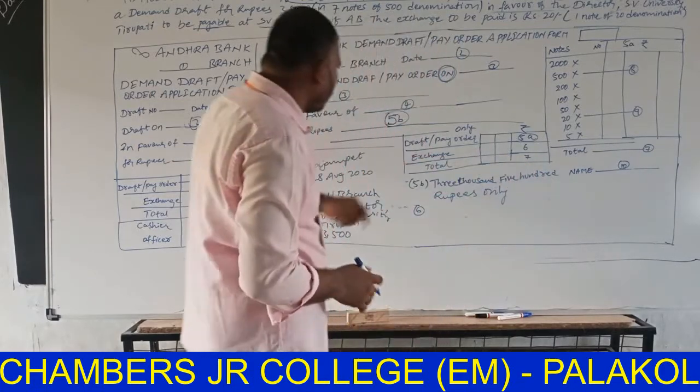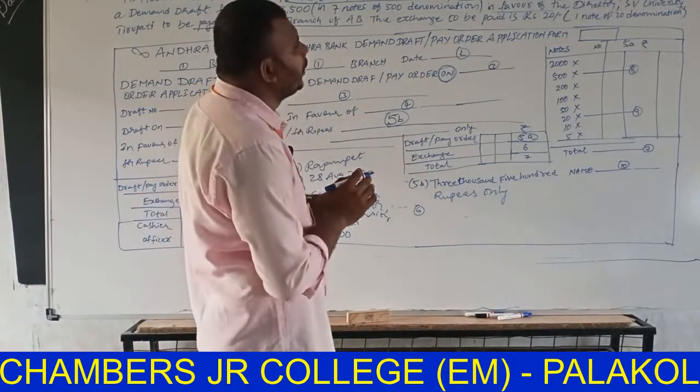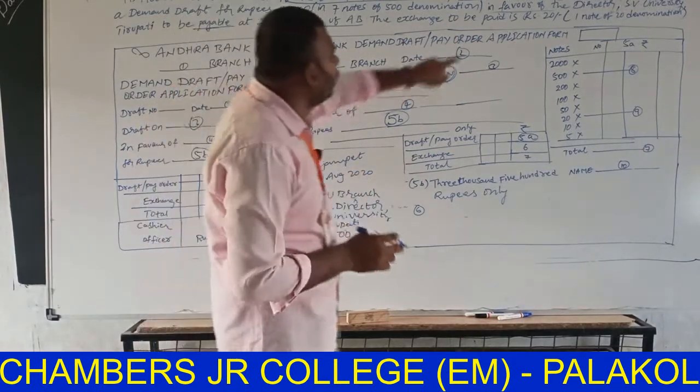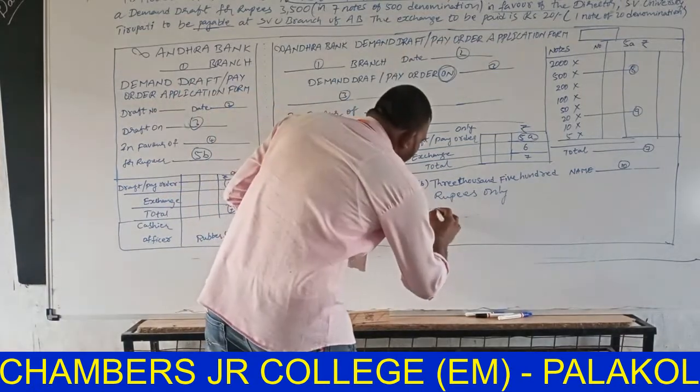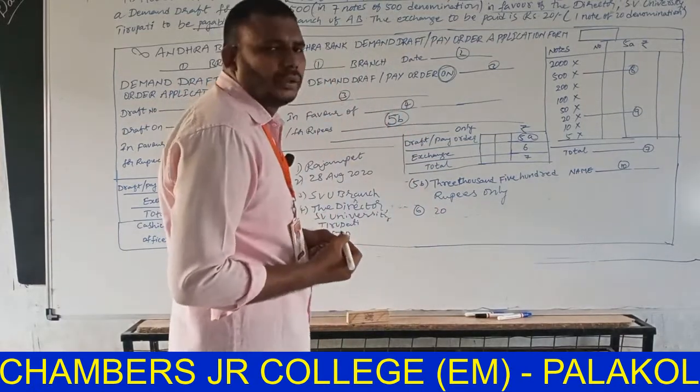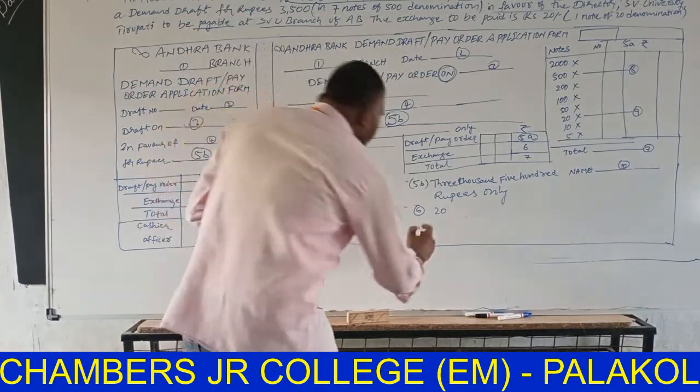We write the total amount including the exchange rate at the total only. Got it? Okay. And the sixth number is here, exchange. How much exchange rate will be charged by the bank? Rupees 20. So here we need to write just the number 20. You need not write any words there. And come to the seventh one.